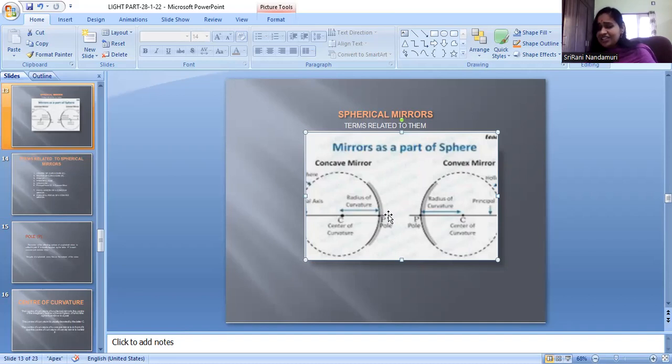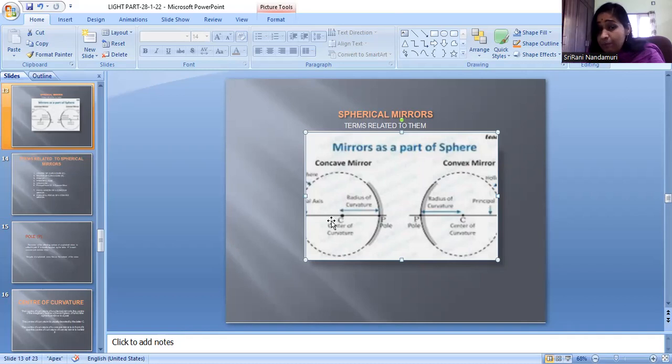Understood? If you understand the concept, from the pole to the center of curvature is the radius of curvature. If you extend the line through the complete sphere, the imaginary line you have drawn is called the principal axis. Next, coming to the principal focus.